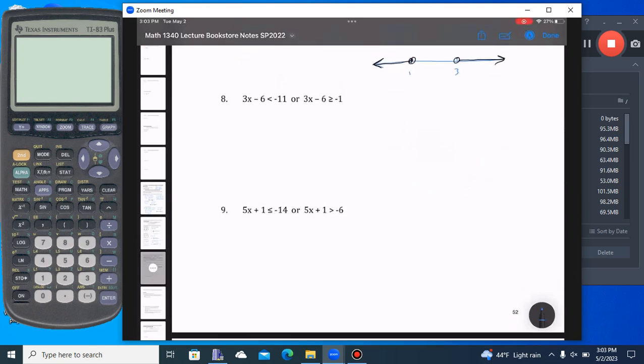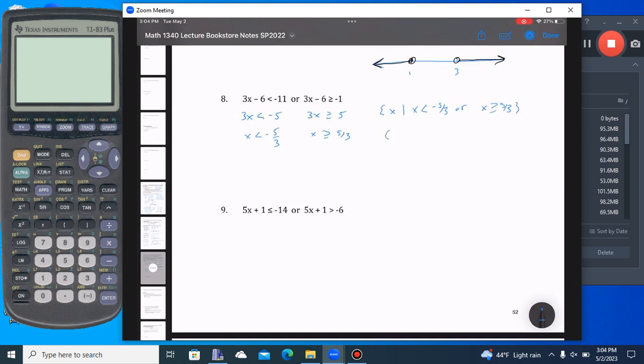Here we got 3x minus 6 is less than -11, or 3x minus 6 is greater than or equal to 1. So add 6, you get 3x is less than -5, or 3x is greater than or equal to 5. So divide by 3, you get x is less than -5/3, or x is greater than or equal to 5/3. So set notation: x such that x is less than -5/3, or x is greater than or equal to 5/3.